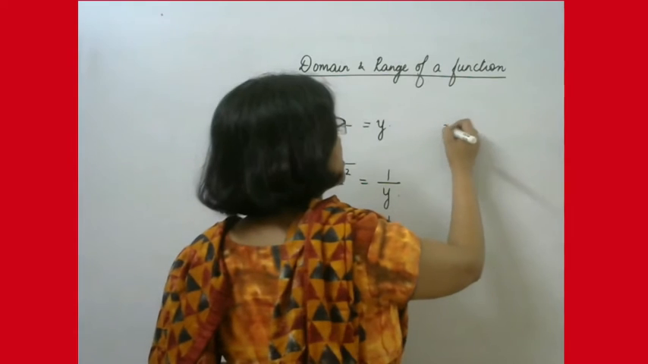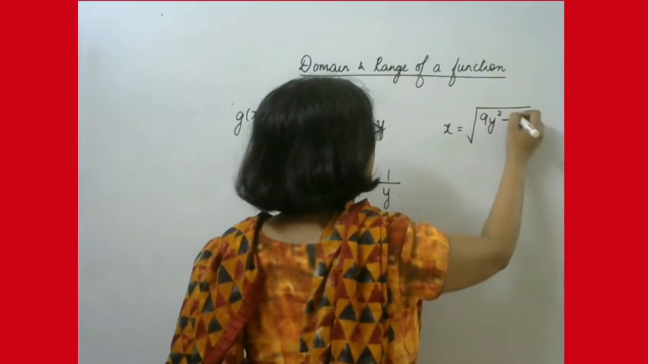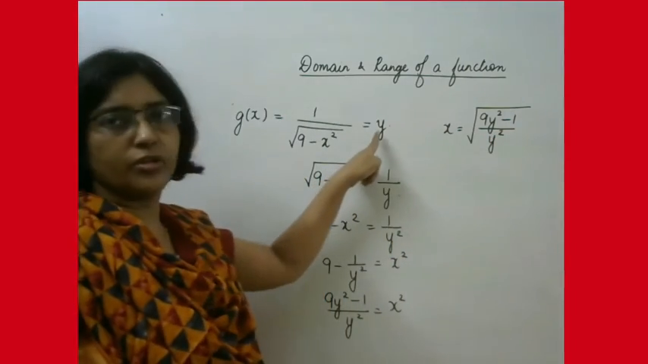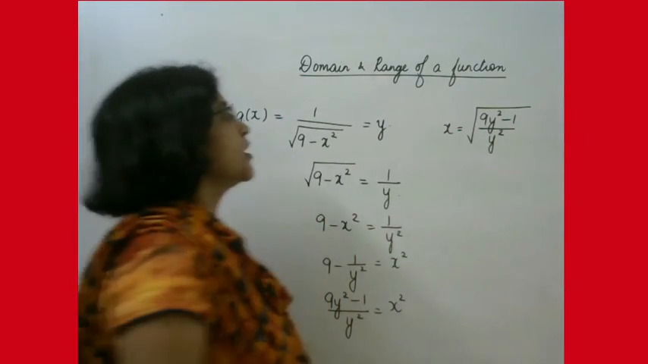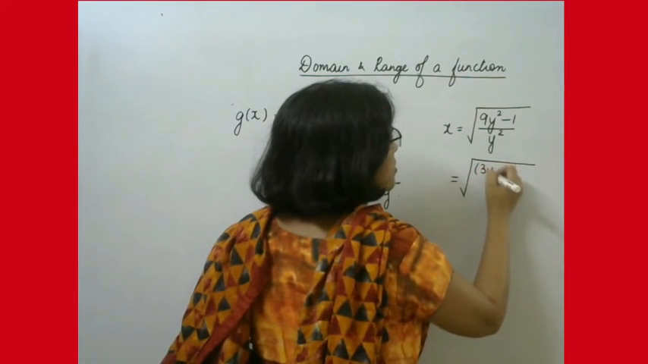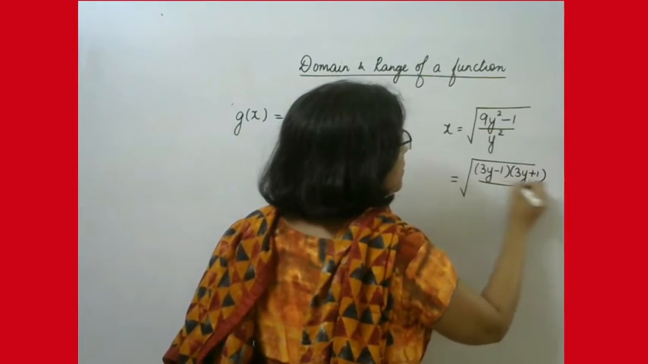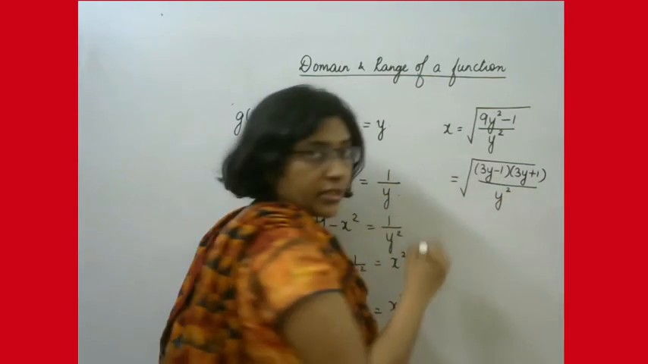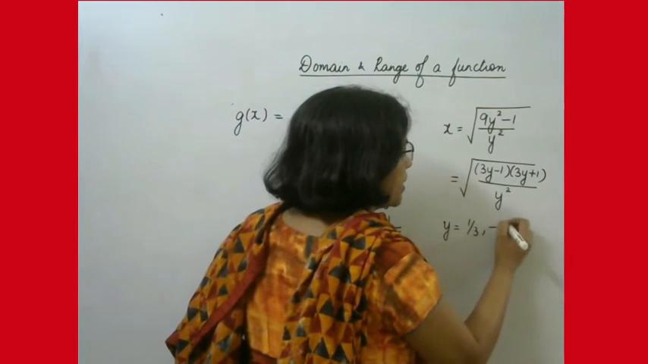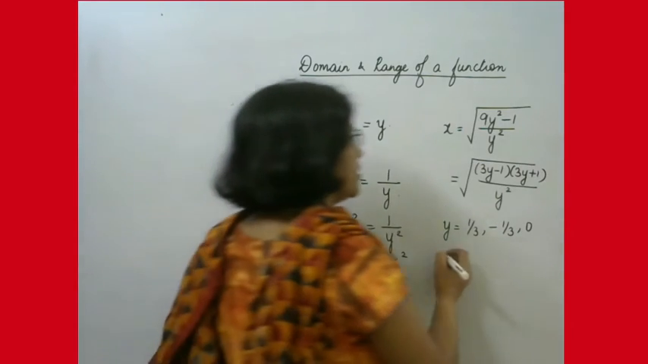Okay, so what is x? Root of 9y square minus 1 upon y square. From here we already know y is positive. Keep that in mind. And let's factorize this because it is quadratic. Now the critical points are y equal to 1/3, minus 1/3 and 0. So let's plot them on the number line.